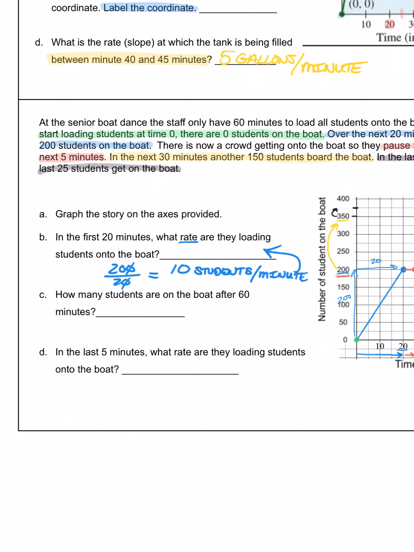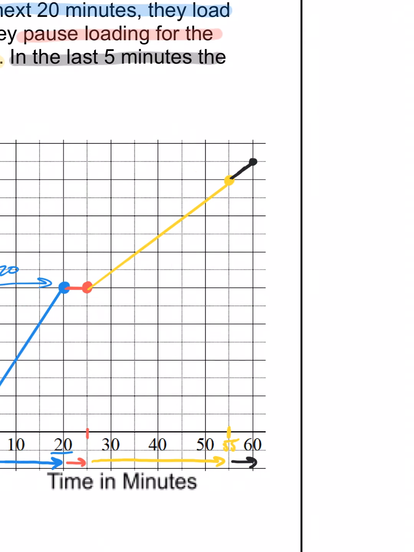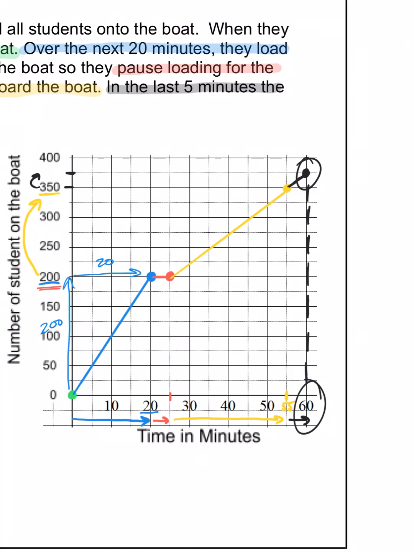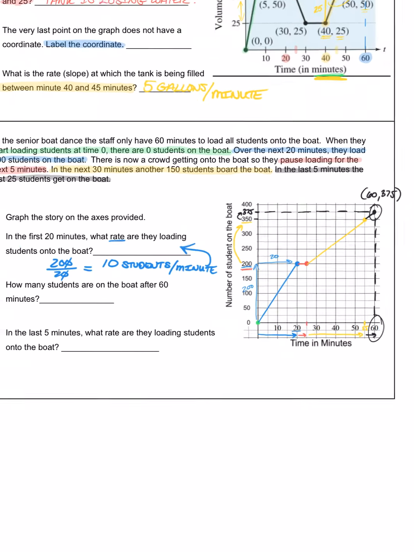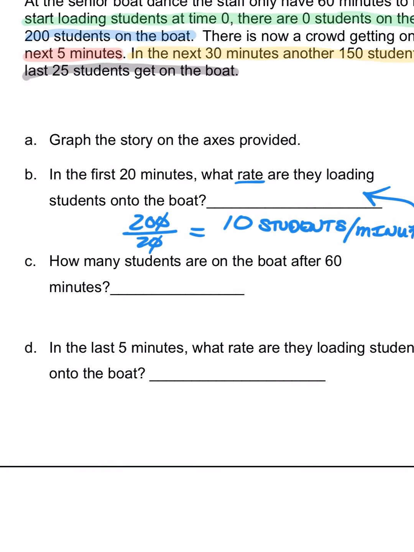Let's take a look. After 60 minutes. Well, 60 minutes is the point at the very end, okay? If we draw lines vertical up to the point, okay, here's our point, and we want to draw horizontal lines over to the y value. We clearly see our point is at 60, comma, 375. There are 375 students on the boat. So we're going to say 375 students.